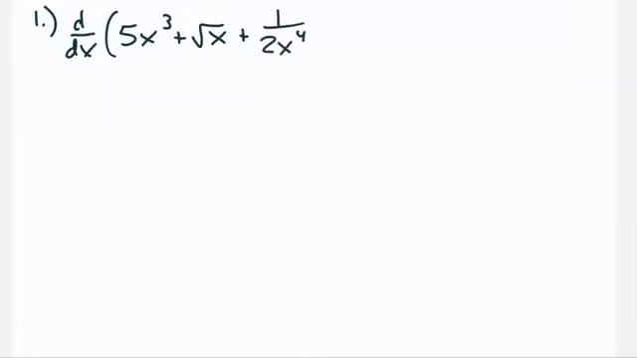So number one is take the derivative of 5x to the third plus square root of x plus 1 over 2x to the fourth minus x squared plus 31x plus pi.